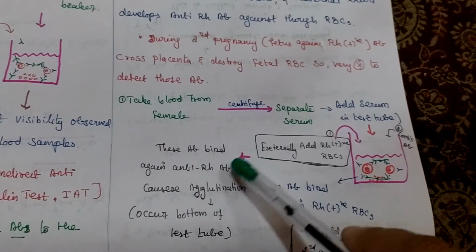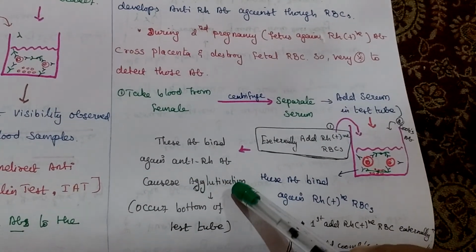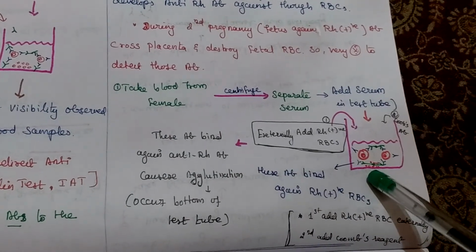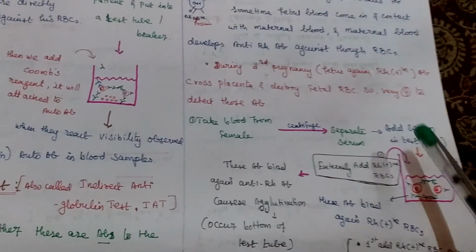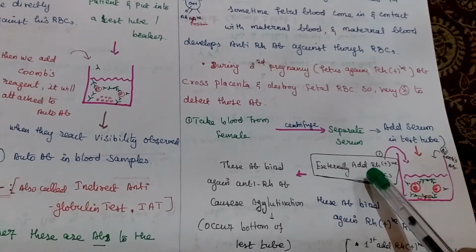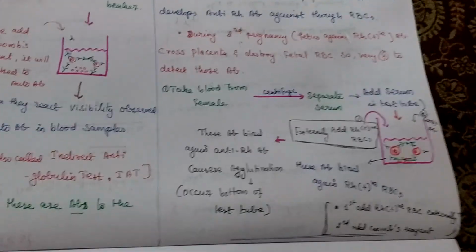Then this antibody binds against the RH antigen, causing agglutination at the bottom, which indicates a positive result. In the direct method there is only antibody, that is the Coombs reagent. Here there is the serum sample, then RH positive RBC, then Coombs reagent. So it is called the indirect method.